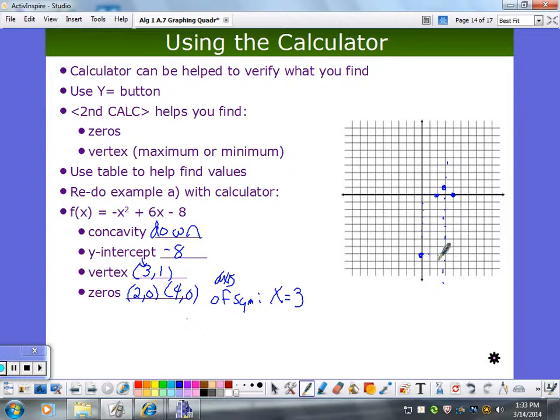And this is what, 1, 2, 3. So I want 1, 2, 3. I'm looking this way. So the calculator is your big friend with this. It really is.